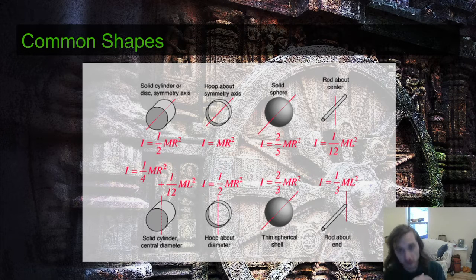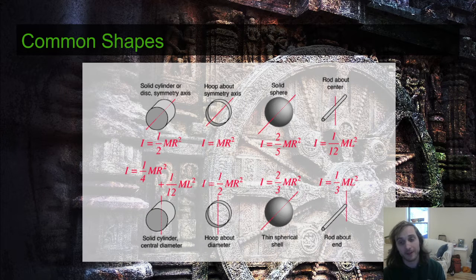Hoops are mr squared. Solid spheres are 2/5 mr squared. That's one that would be worth checking out on your own. A rod is 1/12 of ml squared, which we figured out as well. A solid cylinder is going to be 1/4 of mr squared plus 1/12 of ml squared, where L is the length of the cylinder. So if you look at that, that's sort of not quite the same as a disk plus a rod, but some similarities, because there's going to be some similarities in the calculus.